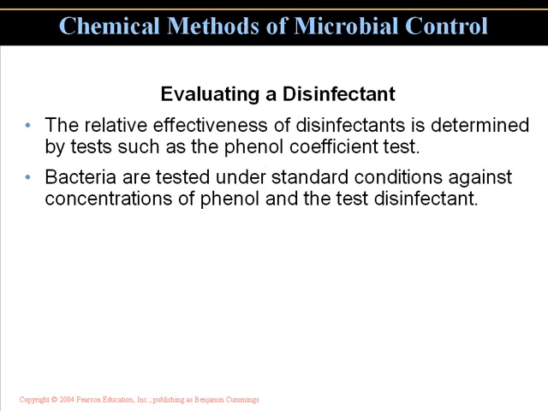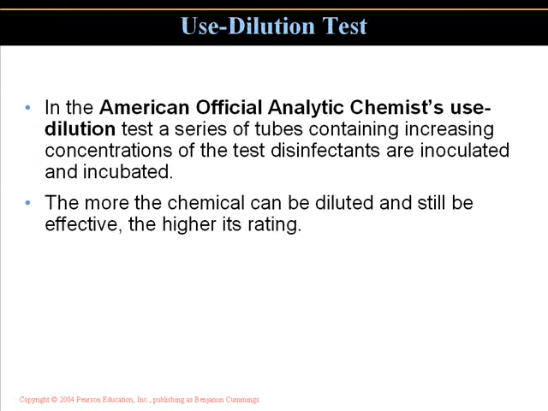Evaluating disinfectants: chemical methods for microbial growth control. The relative effectiveness of disinfectants is determined by tests such as the phenol coefficient test. Bacteria are tested under standard conditions against concentrations of phenol and a test disinfectant, phenol being the standard. Now on TV you see products compete with themselves. Some disinfectant products like Lysol typically have phenol, and a lot of other products will compare themselves to that as the standard. But typically in a pure lab, they use a generic form of phenol and compare other single agents to it, to determine whether the antimicrobial control rate of that agent is effective.